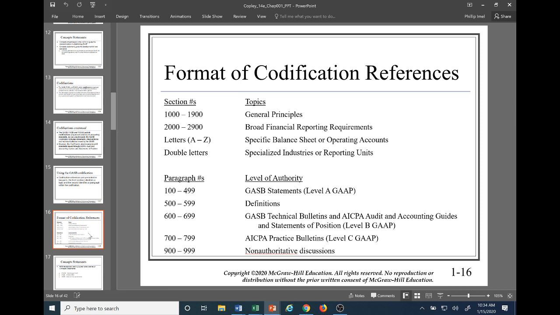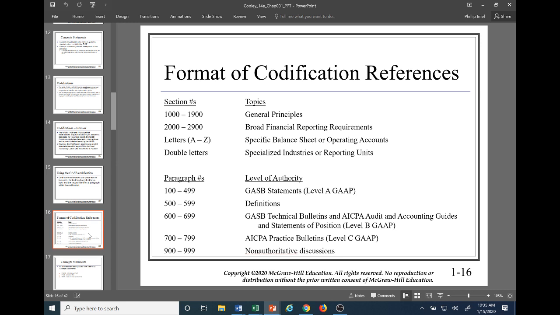And then from that point, once we pick a topic, then we'll get into the paragraphs. So this is the first step of it, and then this is going to be the second step. Because we're going to say, okay, well, we want to find something in general principles, and then maybe we're going to look for the GASB statements. Because here's your levels of authority. See how it starts with level A. GASB statements will be 100 through 499. 500 through 599 will be your definitions, and it's just lowering.